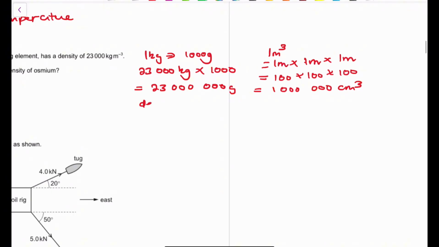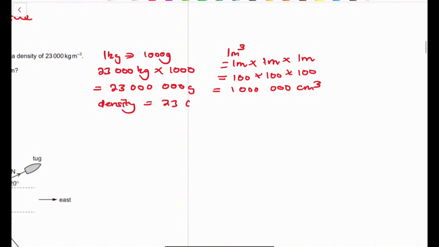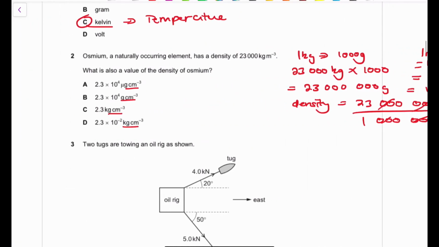So basically, if you were to evaluate this, the density that you're going to calculate is going to be that 23 million divided by 1 million, okay? So all of these cancel out. So basically, it's going to be equivalent to 23 grams per cubic centimeter. So we want to find out of A, B, C, D, which answer is closest to that.